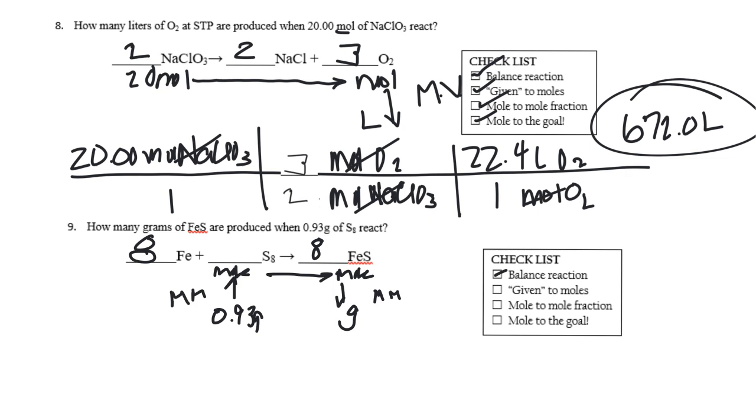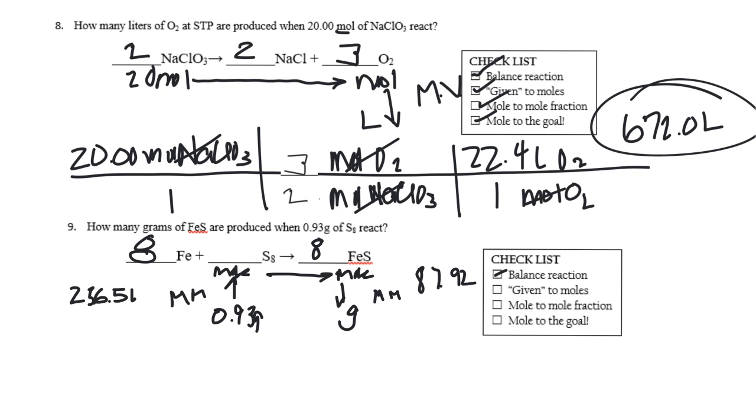The molar mass of FeS is 87.92. Do that by adding together the iron and the sulfur. And the molar mass of S8 is 256.56 grams. All right, so I've balanced the reaction.